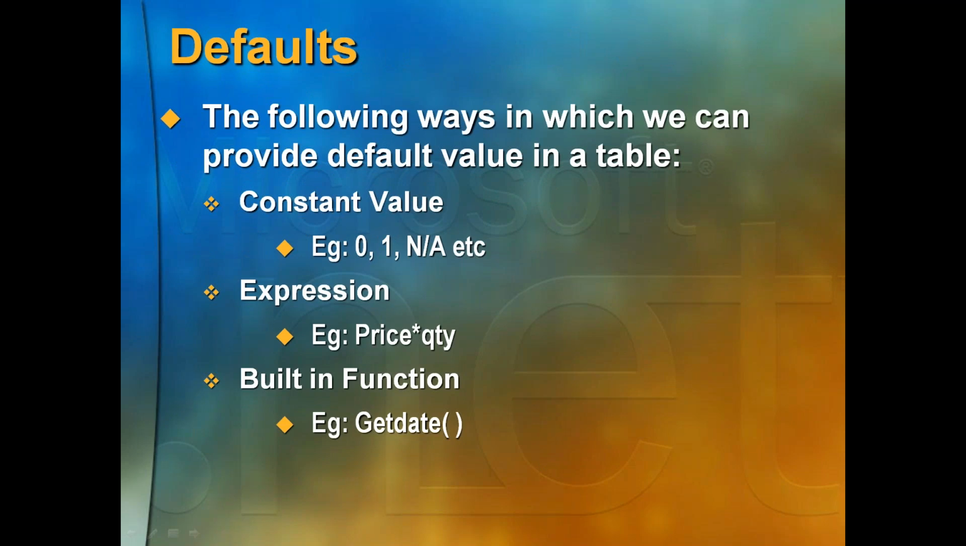Clear? Now we are talking about defaults. The following are the ways in which we can provide the default value in a table. You can have a constant value. You can give default 0, default 1, default not applicable. You can give it like this. You can have expressions, like price into quantity. You can also give built-in functions.